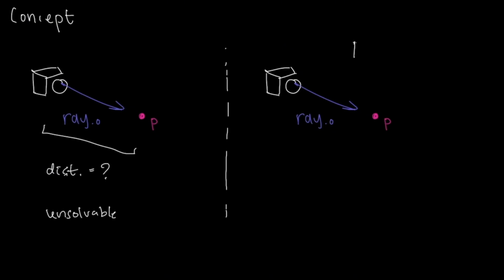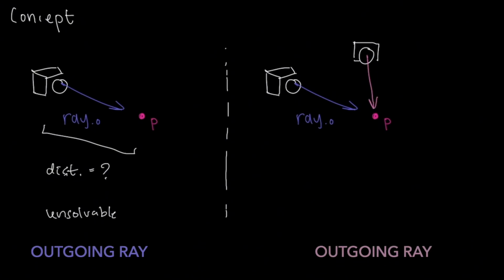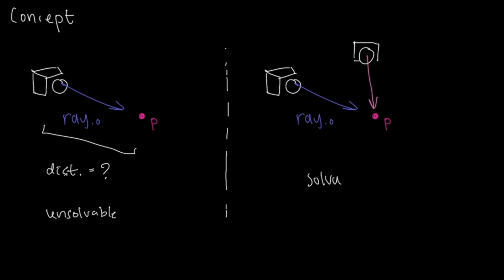Let's copy that and say we put a second camera right here. The second camera is going to give us another ray, but it's going to point in a different direction than the first one, since it's looking from a different position. Now it's solvable, because we have 2 lines from the cameras that we can find the intersection point of.